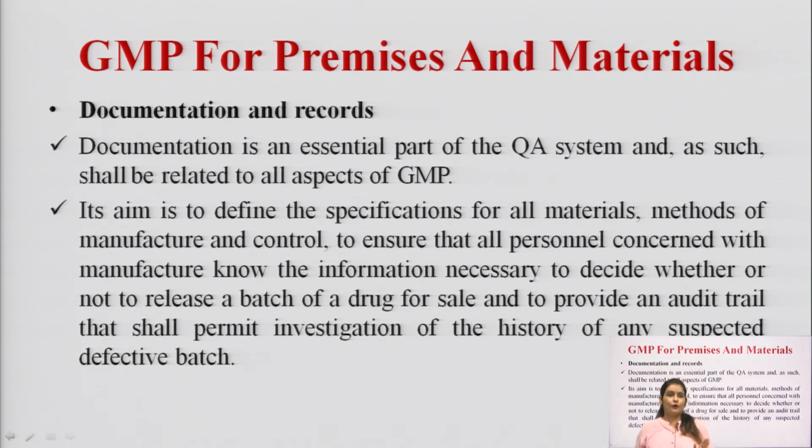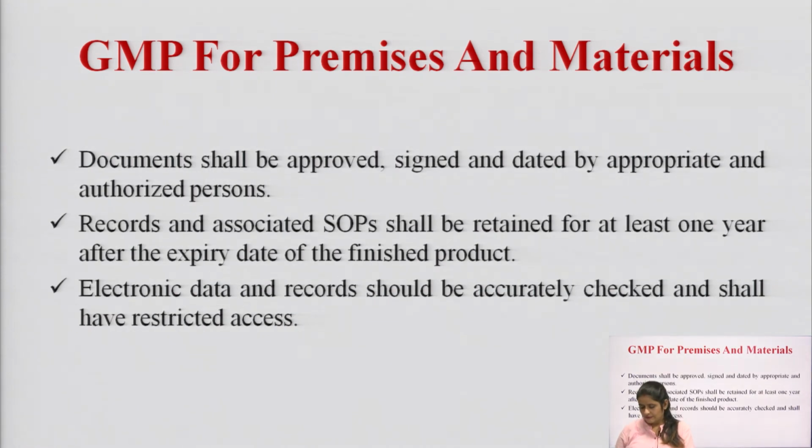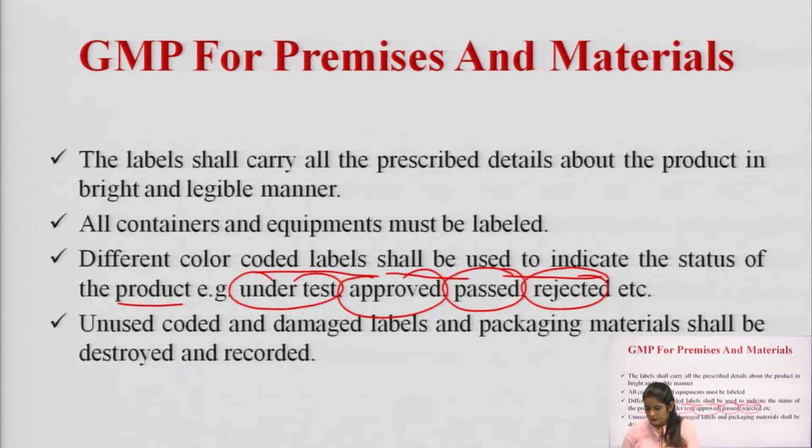The main aim of documentation and records is to define the specifications of all materials and the methods of manufacture and control, and also to ensure that all personnel involved in manufacturing are aware of the materials and the drugs, and are aware of the investigation of the history of any suspected defective batches. Documentation and records are also important.